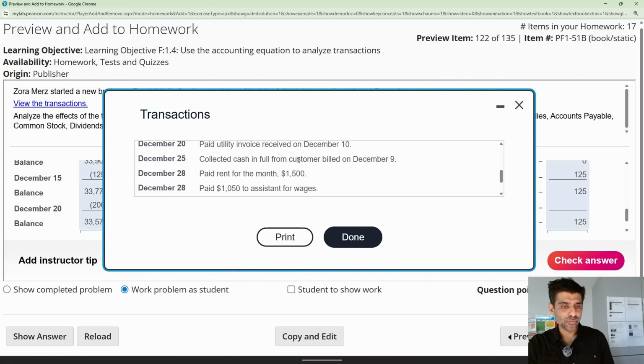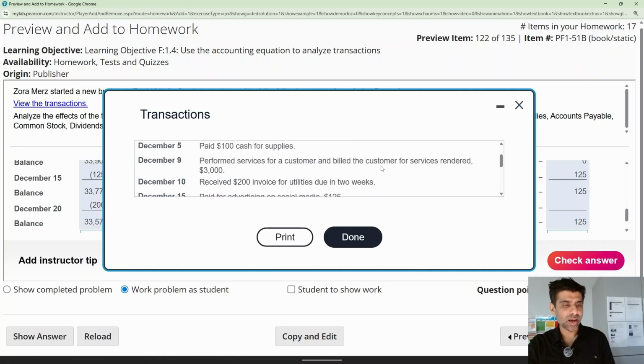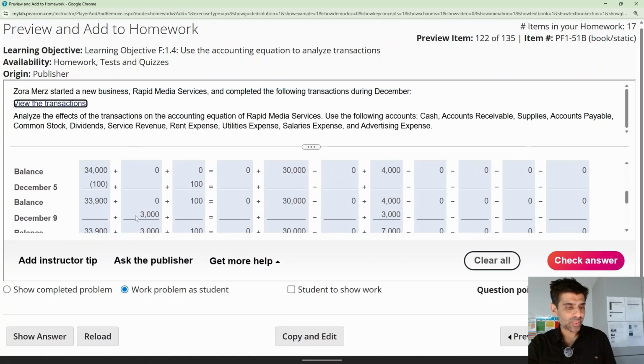Okay, collected cash in full from customer billed on December 9th. So what happened on December 9th? We had this accounts receivable that was created. If we look back, December 9th, we had this $3,000 accounts receivable. We recorded the revenue because that's when we actually earned it. So again, the same thing. We're not going to re-record that revenue.